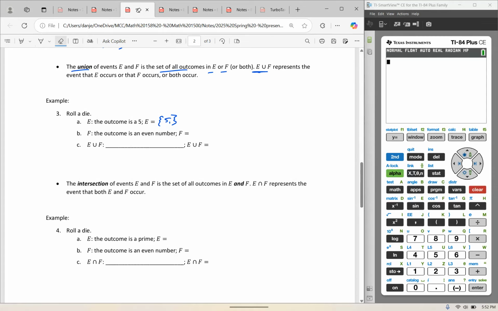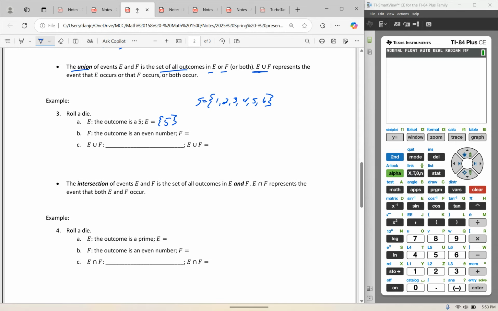I did not list here the universal set. The universal set S would be the set 1, 2, 3, 4, 5, or 6, because if I roll a die, those are my possible outcomes. E is the outcome is a 5. So the set is 5, but I don't need the comma here. Let me fix that 5.